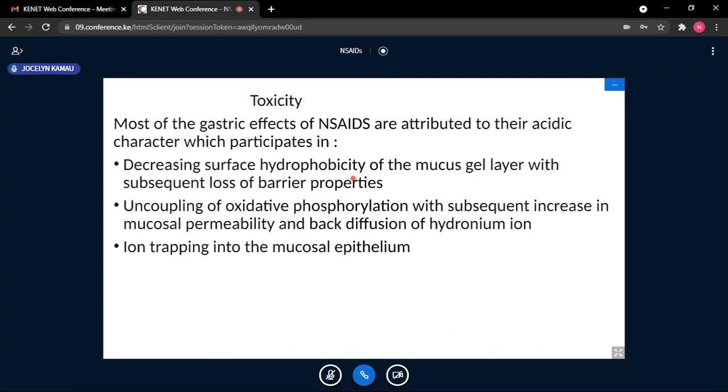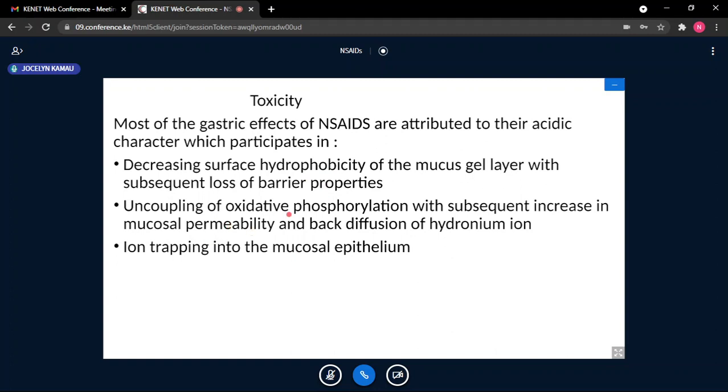But once you give the non-steroidal anti-inflammatories, they will decrease the surface hydrophobicity of the mucus gel layer, and therefore it cannot stick. It cannot give you the protection. The mucus can't be as thick, so the acidic stomach content will be in direct contact with the mucosal membrane, causing problems.